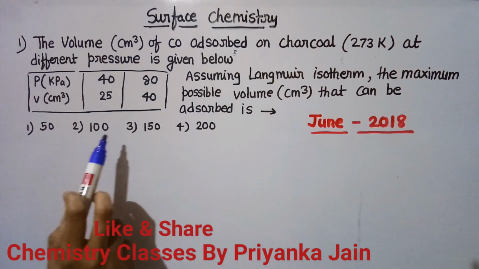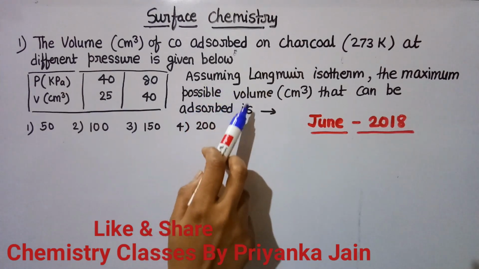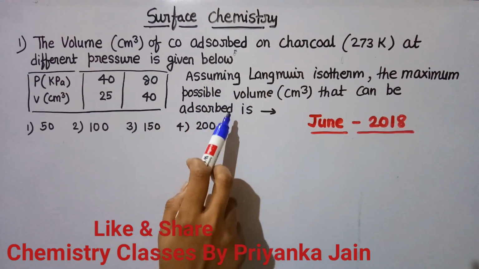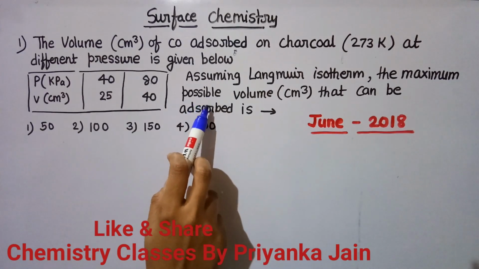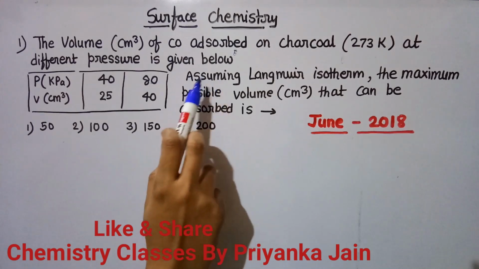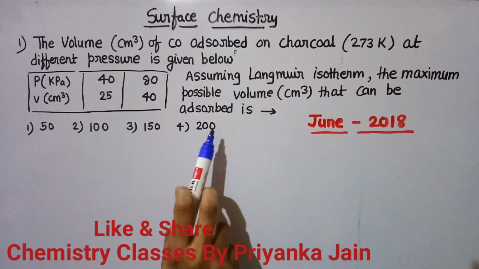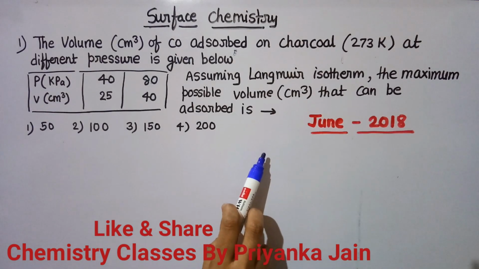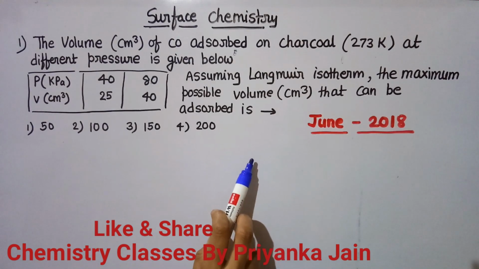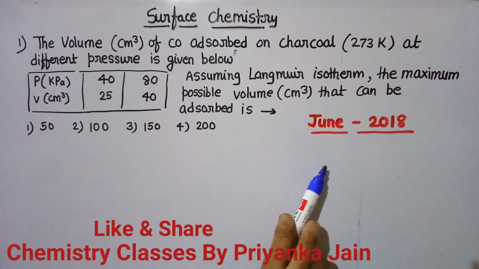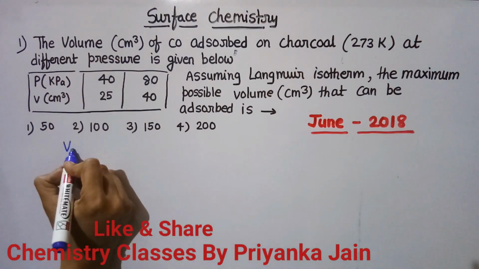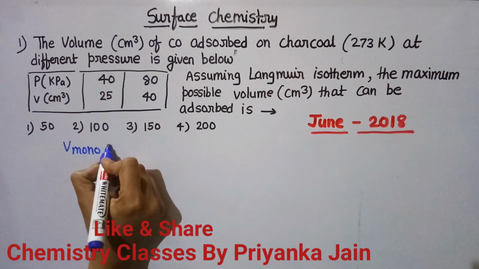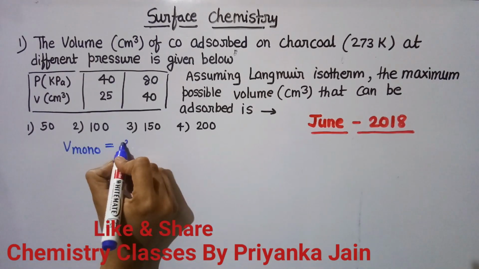Okay, so in this question we have to find out the maximum possible volume that can be adsorbed. It means, what is the volume that can be maximally adsorbed. This is formed only if we consider the Langmuir adsorption isotherm. When a monolayer is formed on the surface, that will be the maximum volume, because on the surface a single layer of molecules can be formed. So V mono, the volume of the monolayer, will give us the maximum volume. So this we have to find out.